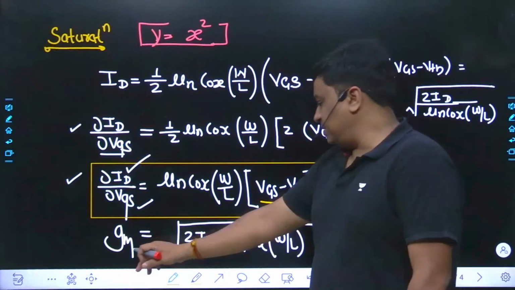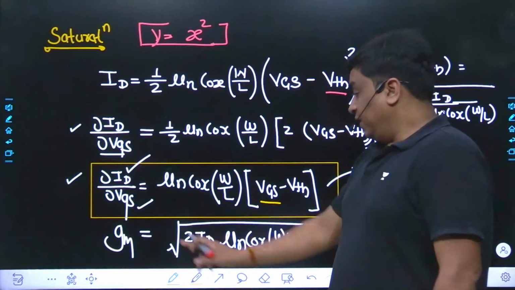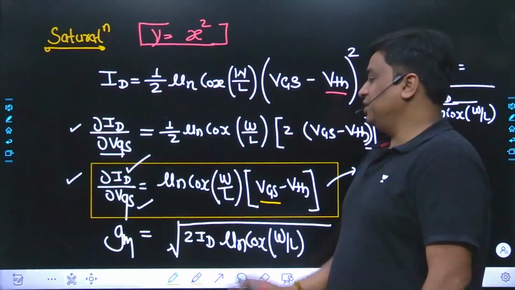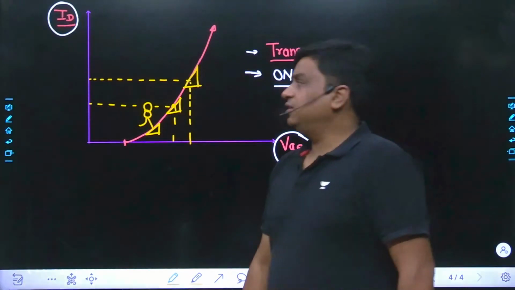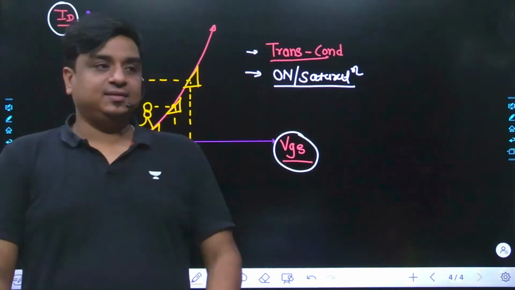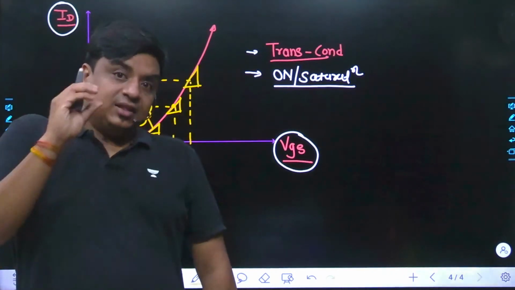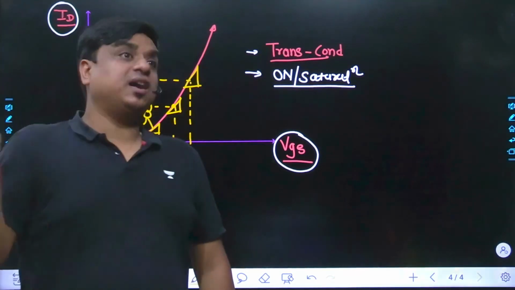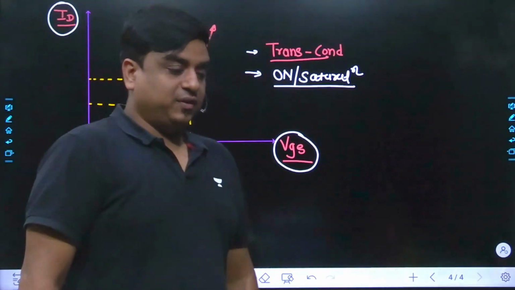So obviously GM is also connected with ID. It is not linearly connected. If GM were linearly connected with ID, the curve would have been a straight line, but this is not the case. So I can say as the value of VGS increases, the value of GM will increase, and as GM increases, a little change in VGS will effectively change the value of ID.